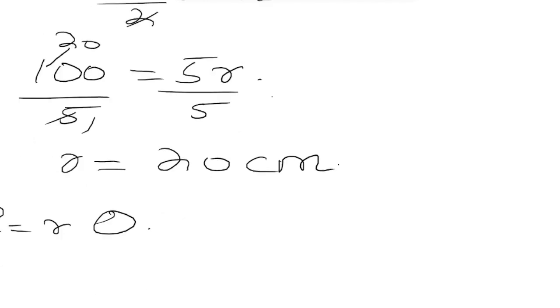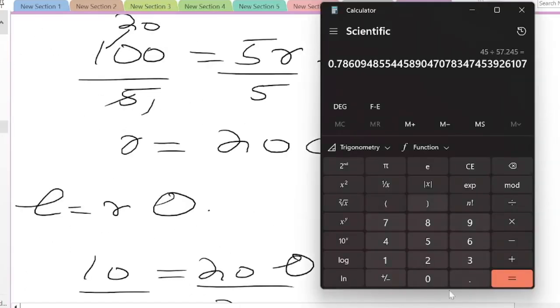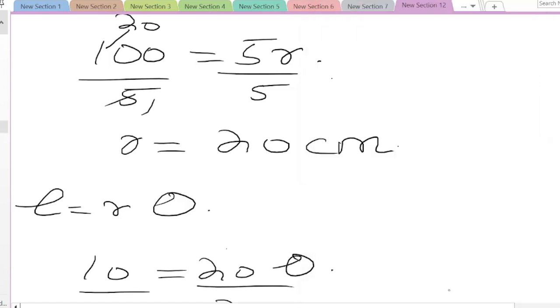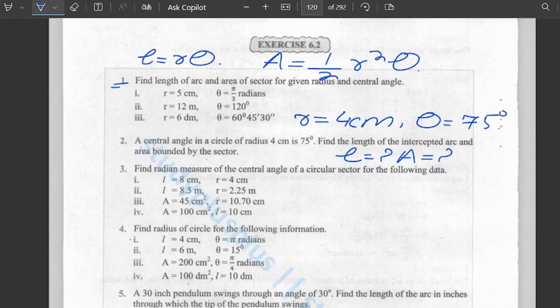So what will happen now? We're gonna write the value of L. So what was L? L was given as 10, that is equal to 20 theta. So 20 will be divided on both sides of the equation and the value of theta will be given. So let's divide 10 divided by 20. So that is 1 by 2 or 0.5, and that too in radian. So this is the answer.